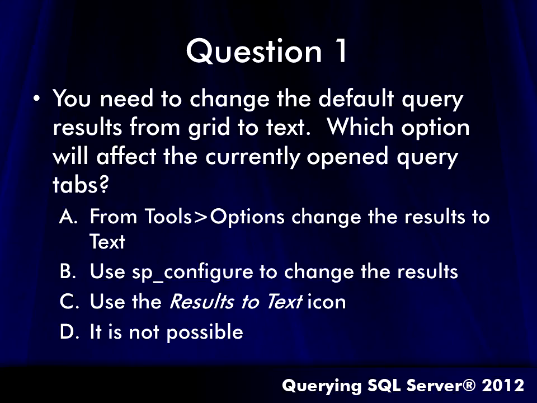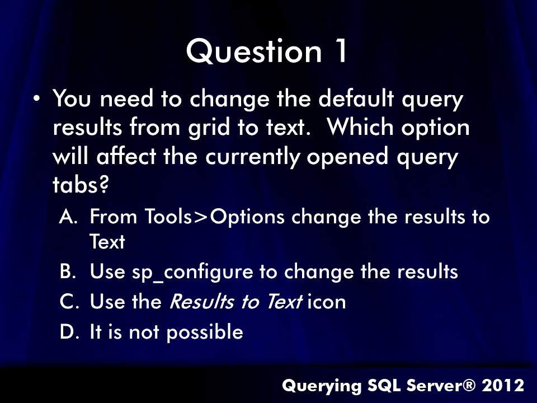So you need to change the default query results from grid to text. Which option will affect the currently open query tabs? So A, would you go from the Tools menu to Options and change the results to text? B, would you use sp_configure to change the results? C, use the results to text icon? Or D, it's not possible?